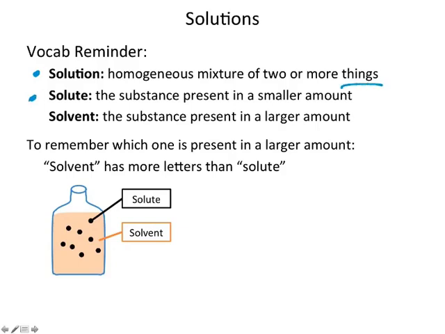The solute is the substance present in a smaller amount, and the solvent is the substance present in a larger amount. So solvent has more letters than solute, if that helps you remember which one is which. And we use these words quite frequently in chemistry, so they're very good to know.